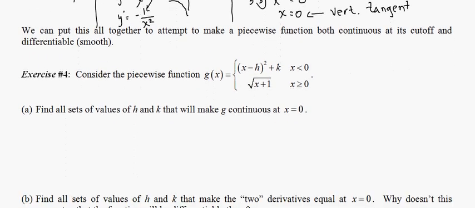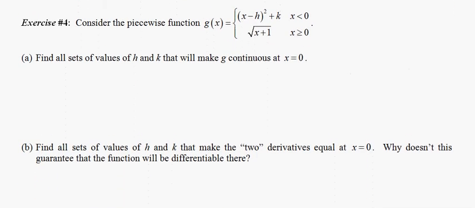All right, let's take a look at sort of the culmination of this. The idea of differentiability is that it gives us functions that are smooth functions. This is kind of cool. So what we're going to do now is take a piecewise function, and we've done this before, and we're going to look at some mysterious constants, in this case h and k. We're going to try to figure out what values of h and k will make this piecewise function continuous, and what values of h and k will make this function differentiable at x equals 0.